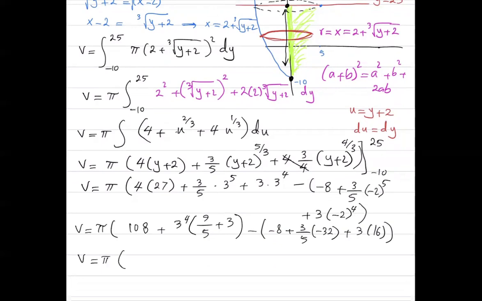It's pi, and here 108 plus 81 times, if I take common denominator 5, 15, 24. Ooh, we have a lot of algebra here. Minus -8. Okay, so you get +8, and you have plus 96 divided by 5, and minus 48. Very good. Now we need to take common denominator and simplify this guy as much as we can.